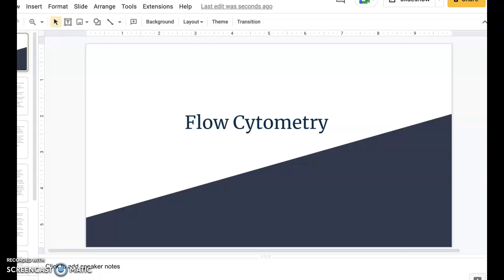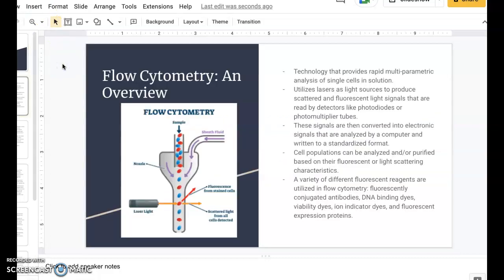This is my presentation on flow cytometry and the characteristics of it. First, we have an overview. It is a technology that provides rapid multiparametric analysis of single cells in a solution.